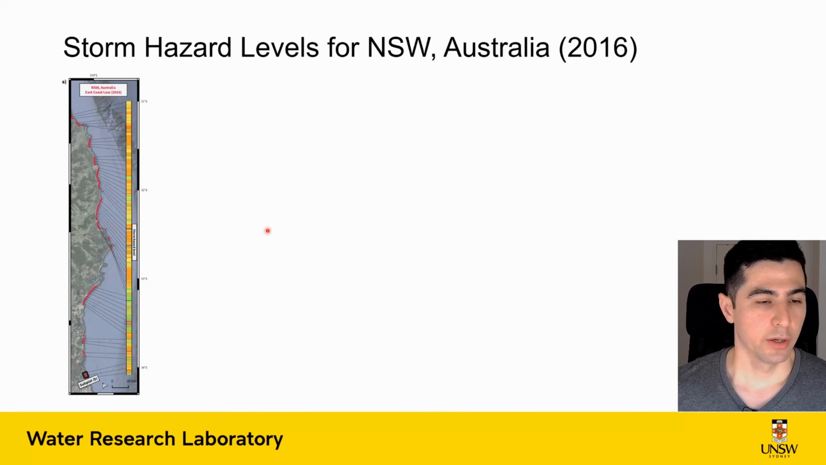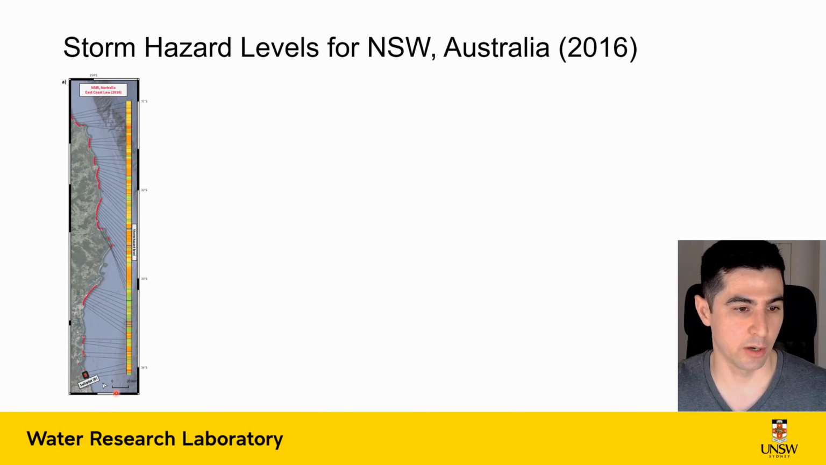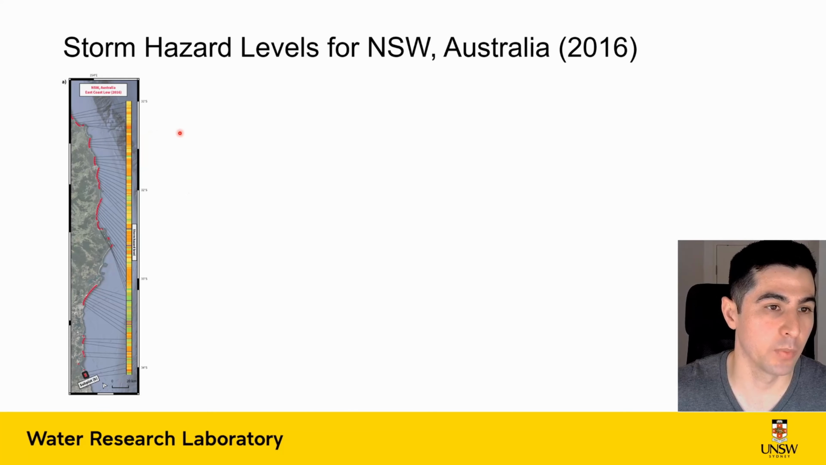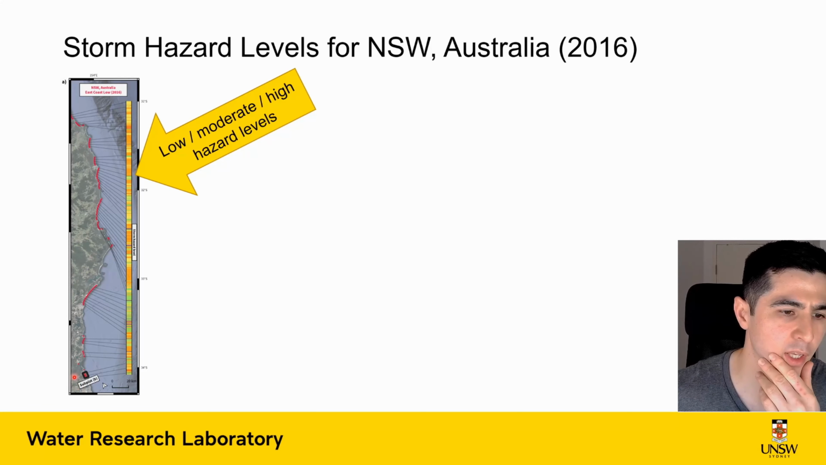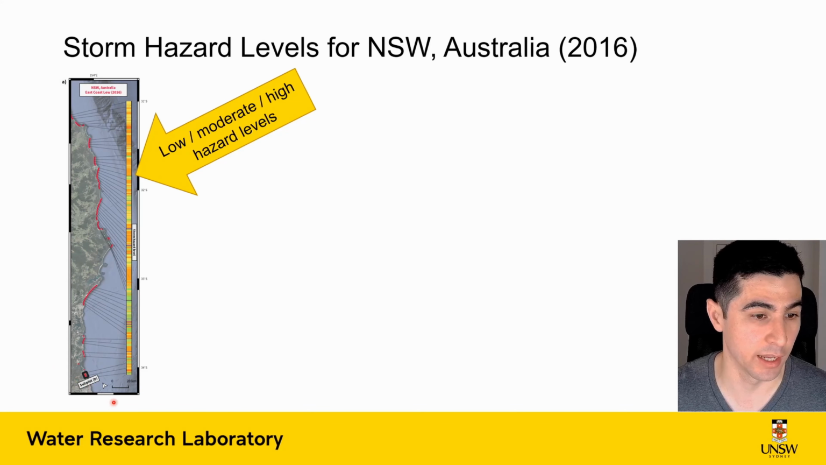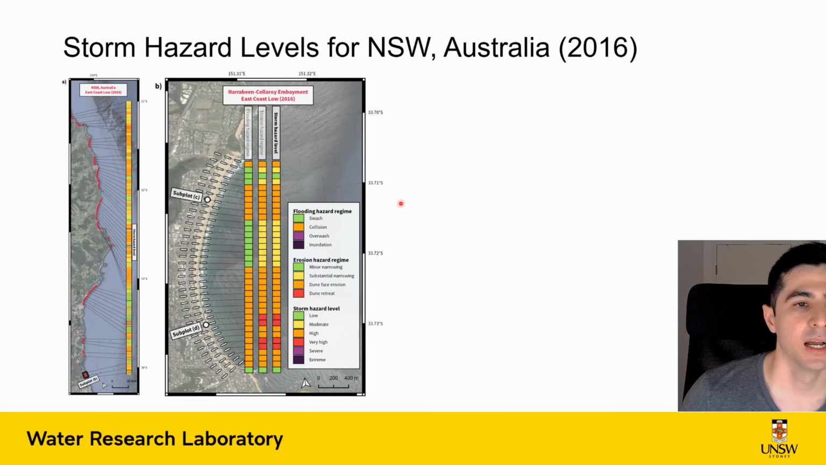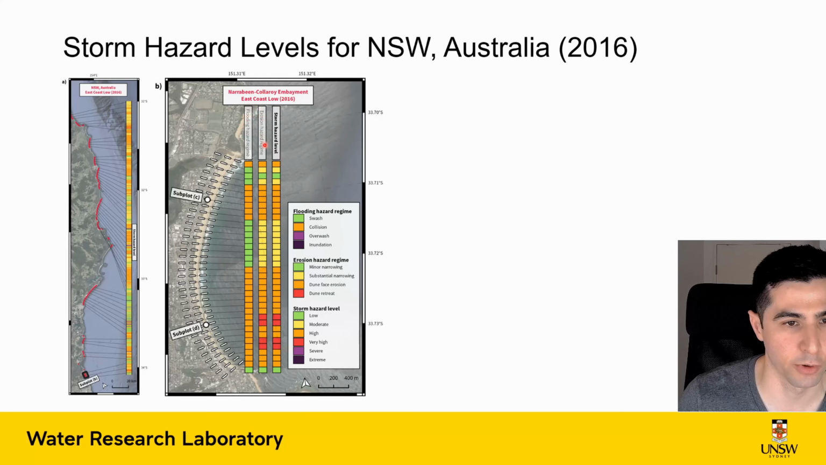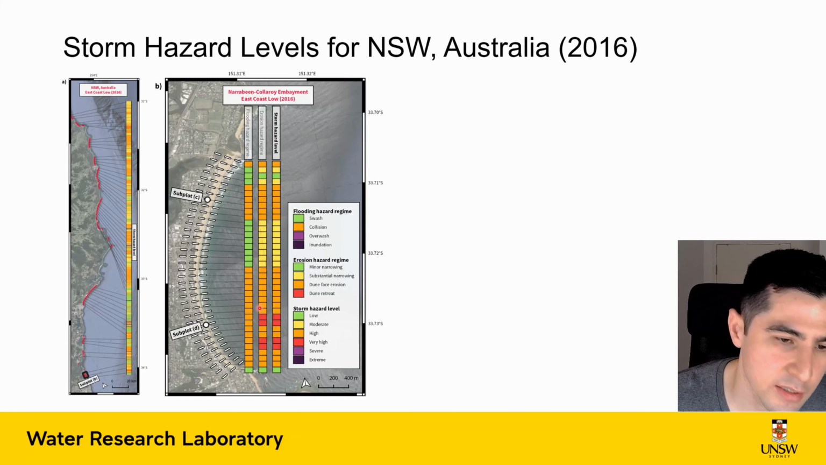So looking at New South Wales, we mapped the storm hazard levels across our entire study area, and we see most of them are in this low, moderate, high hazard level region. And we can look at a particular subplot and see what this actually looks like in more detail. So the bar on the right is what we are looking at in terms of storm hazard level. The flooding hazard and the erosion hazards are also plotted there. But the key difference here is this area here.